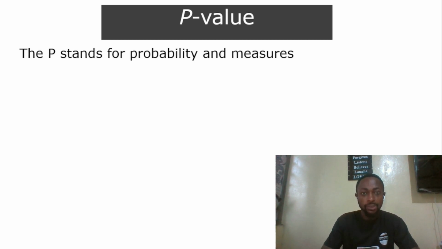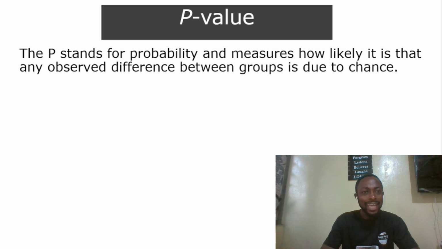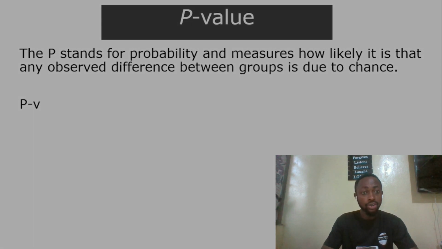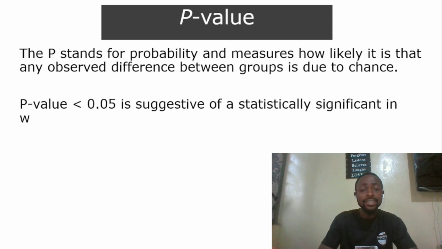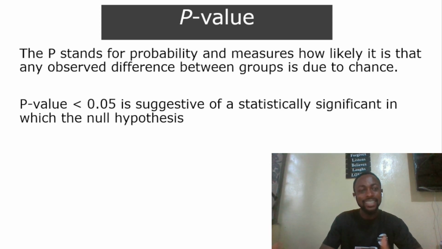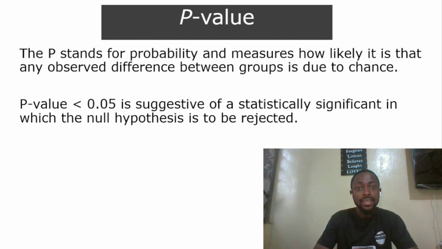When we talk about p-value, the P in the p-value stands for probability. It is basically the measure of how likely it is that any observed difference between groups is due to chance or not. So the p-value in this case, if it is less than 0.05, is usually suggestive of a statistically significant difference or relationship, in which case we would reject the null hypothesis. We will look at the null hypothesis very shortly.